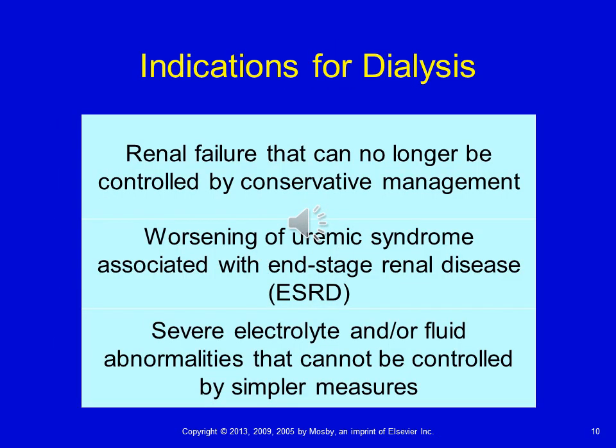Indications for dialysis include renal failure that can no longer be controlled by conservative management, worsening of uremic syndrome associated with ESRD, which would include nausea, vomiting, neurological changes, and pericarditis, and severe electrolyte and/or fluid abnormalities that cannot be controlled by simpler measures.